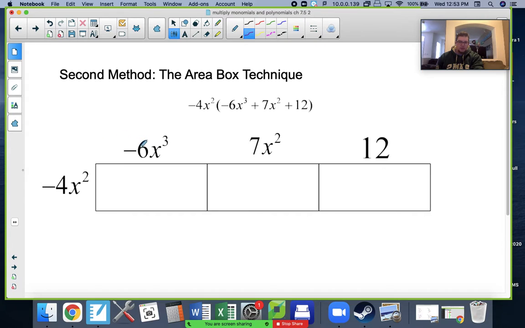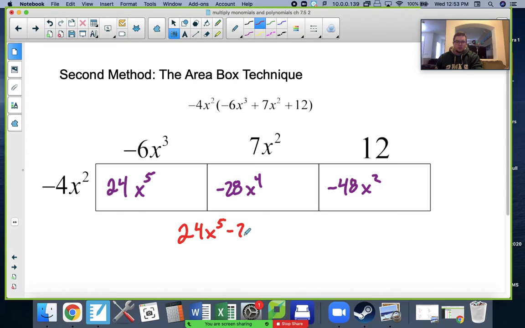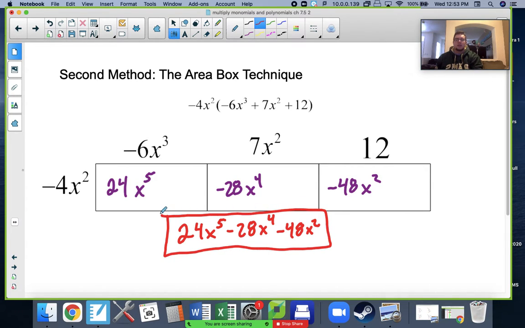So the negative 4 multiplies the negative 6 and gives us 24. X squared, x to the third, x to the fifth. Negative 4 times the 7 is negative 28. X squared and x squared gives us x to the fourth. Negative 4 times 12 gives us negative 48. X squared goes along for the ride. The only thing we have to do is take it out of the box now. Write it from biggest power of x to smallest power of x. And we're done.